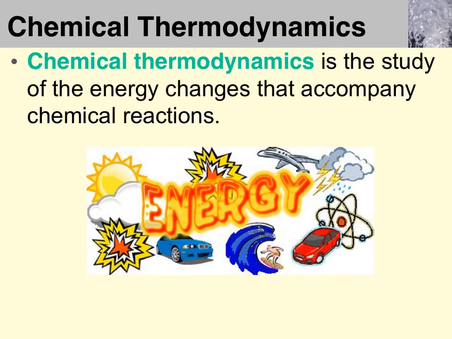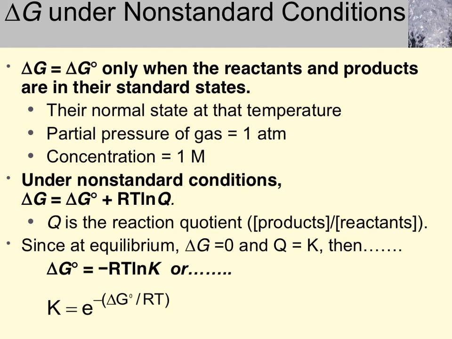This is the third and last lecture out of Chapter 17 on chemical thermodynamics. And this last lecture is going to talk about free energy under non-standard conditions, as well as the relationship between free energy and the equilibrium constant.